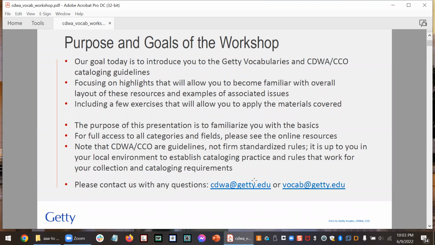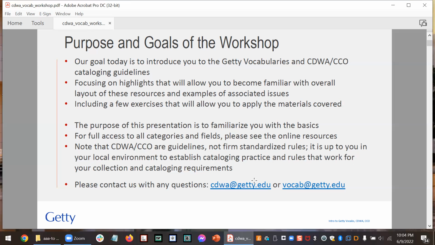The purpose and goals of this workshop. Our goal today is to introduce you to the Getty Vocabularies and CDWA and CCO cataloging guidelines, focusing on the highlights that will allow you to become familiar with the overall layout of these resources and examples of associated issues. There are a few exercises included in the PowerPoint that I'm not going to go through tonight. We don't really have time, but you might want to look at them afterwards. The purpose of this presentation is to familiarize you just with the basics. For full access to all the categories and fields, please see the online resources.